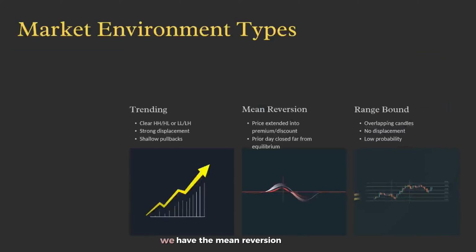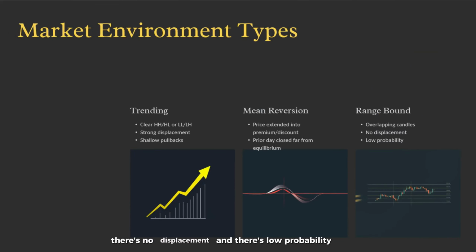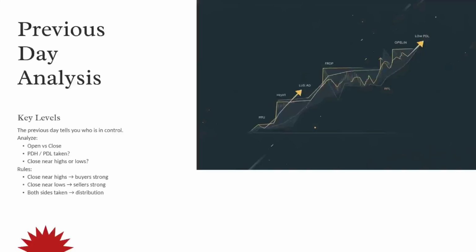The next type is mean reversion, where price has extended into premium or discount. The prior day closed far from the equilibrium. And then the third one is range bound, where price is concentrated into a specific range. This is where we have overlapping candles, there's no displacement and low probability. You cannot trade these markets because obviously you'll be stopped out.